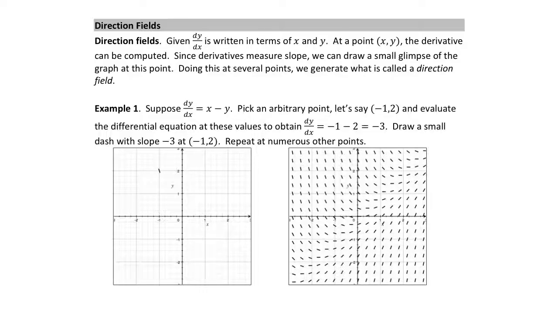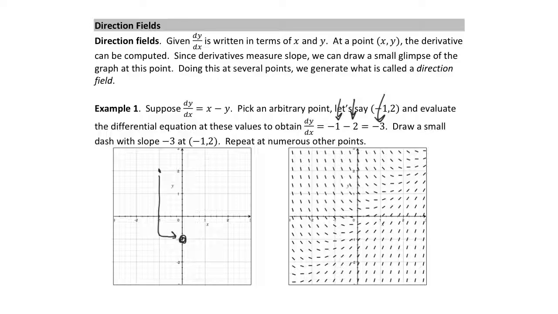So here's an example. dy dx is the difference of x and y, x minus y. What that means is at any particular point, we take the x value and we subtract the y value. So here we have the point negative 1 comma 2. So it's this point right here. At negative 1 comma 2, when x is negative 1 and y is 2, we get a slope of negative 3. It's hard to see, but I've just drawn a small little dash here with slope equal to negative 3. And you can see it aiming for this point down here, down 3 over 1.